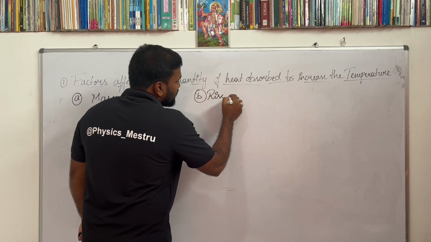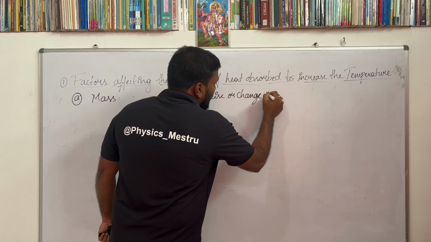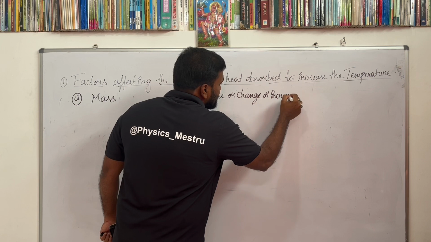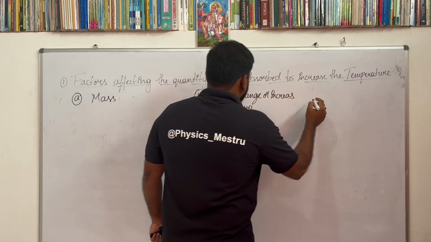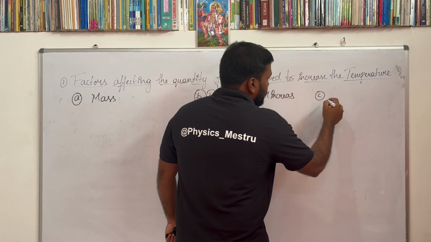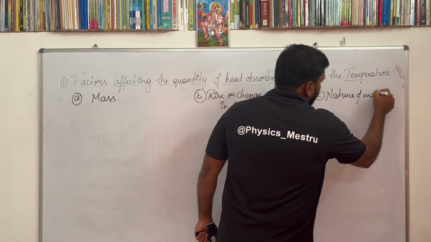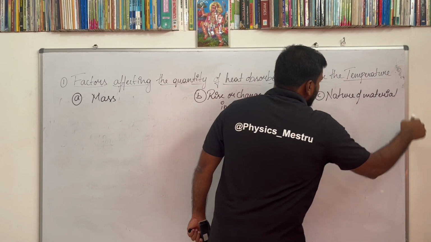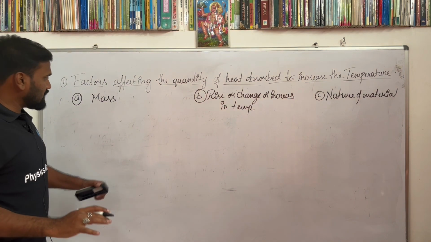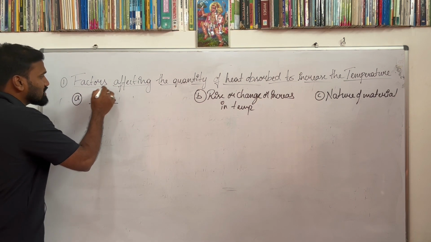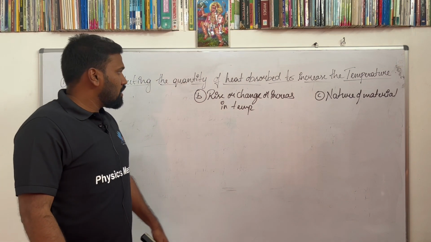The second factor is rise or change or increase in temperature. And the third one is the nature of material. So these are the three factors on which the absorption of heat depends. Let us understand how mass can be called a factor of heat absorption.